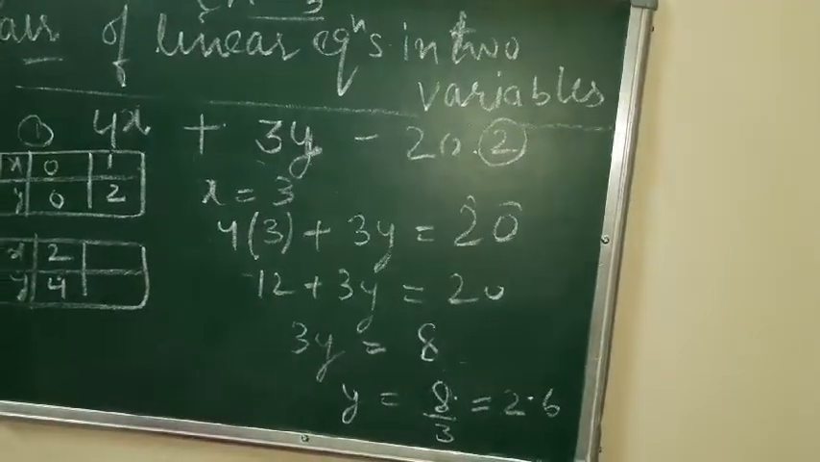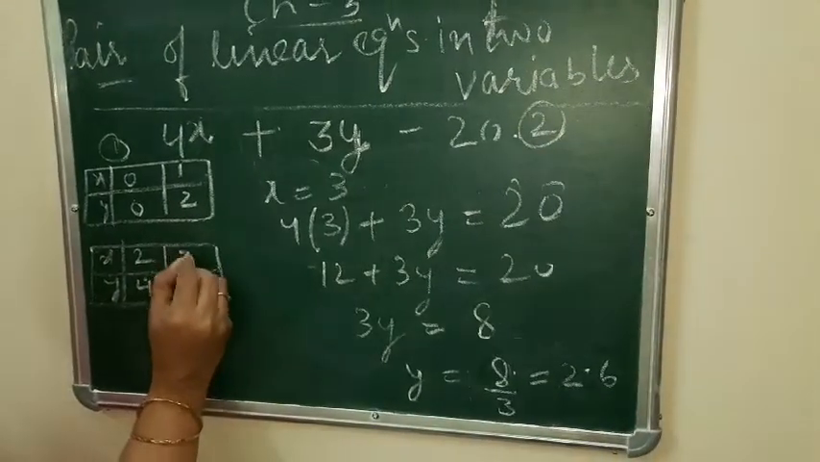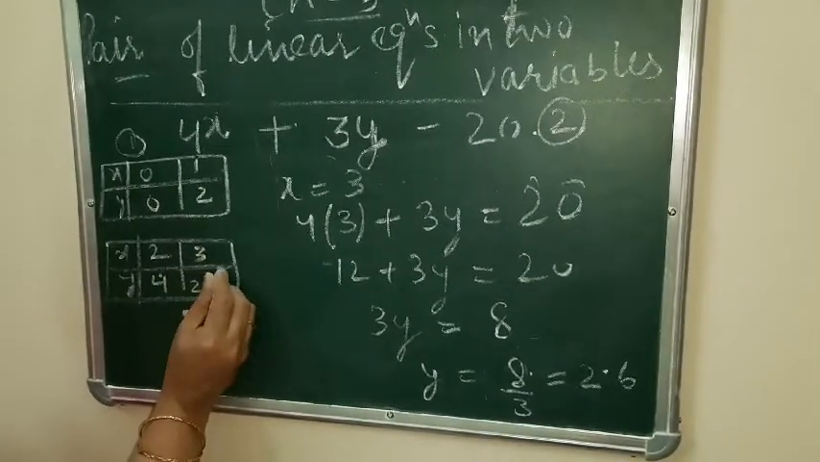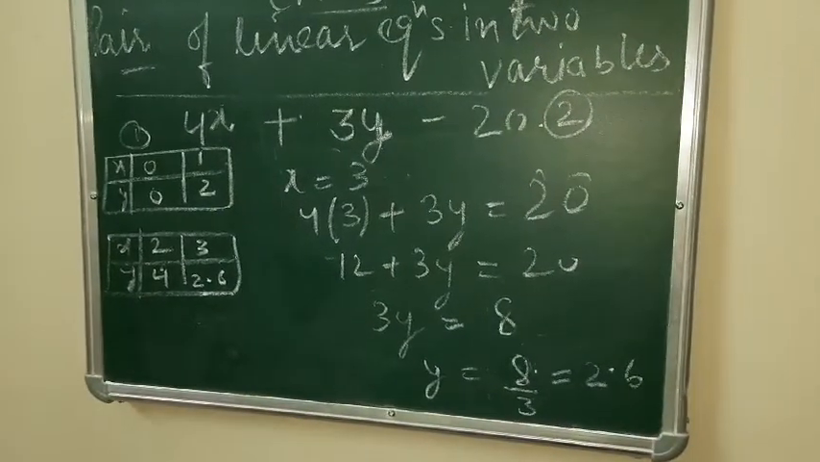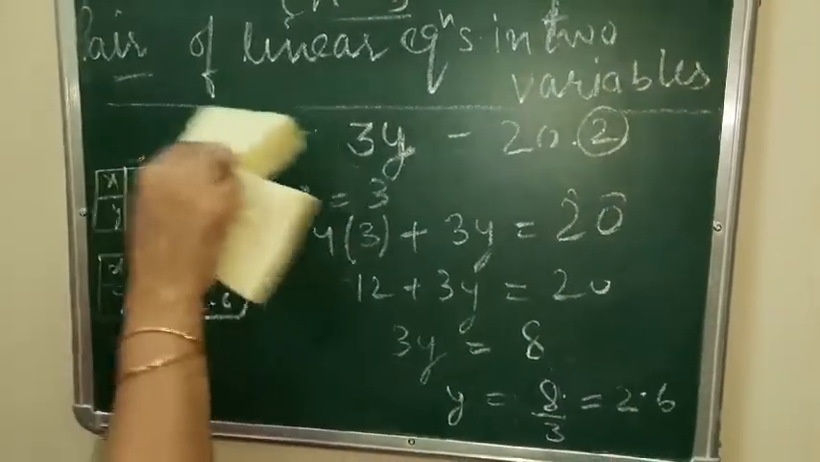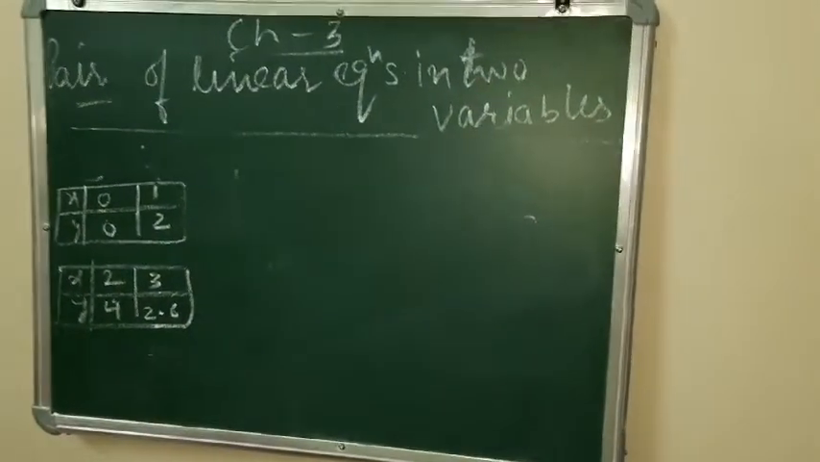You can take some other value also, which will make it simple. So I have just taken it. X is 3 and my y is 2.6. Right? So both the boxes we have made. Values, it's entirely up to you which values you want to take. Now we have to make a graph for it.